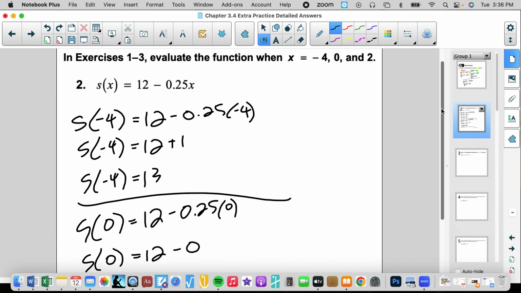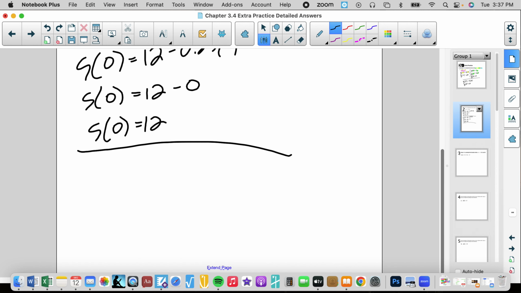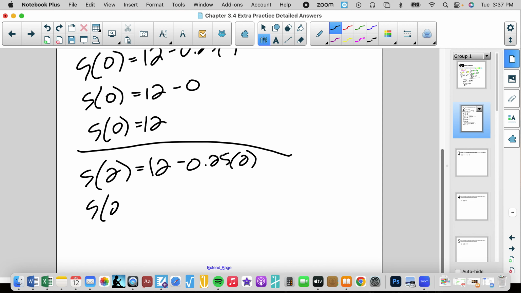And the last value again is 2. So we plug in 2 for x. 12 minus 0.25 times 2. s of 2 equals 12 minus 0.5. s of 2 equals 11.5. And those are the three solutions for that.